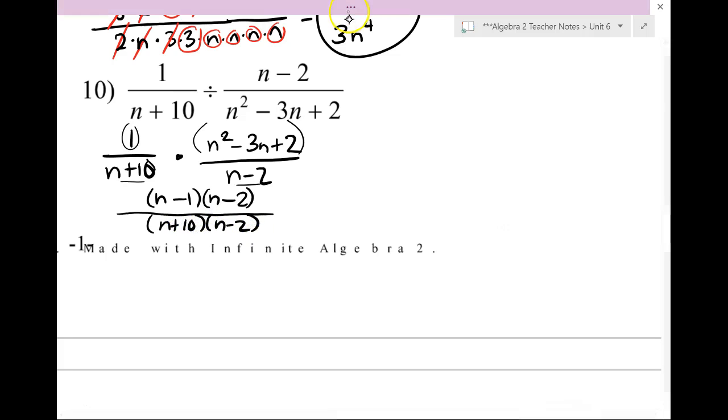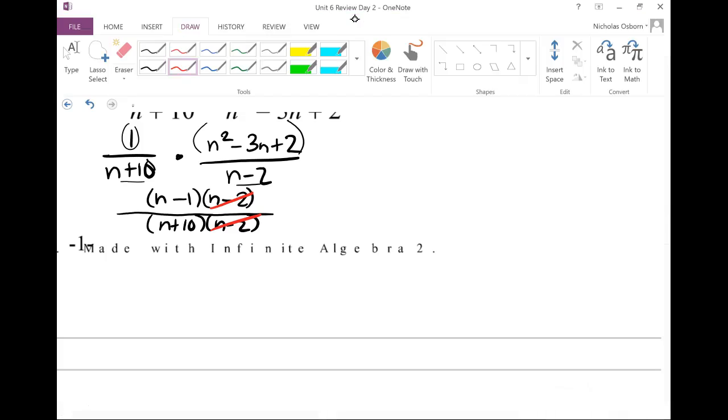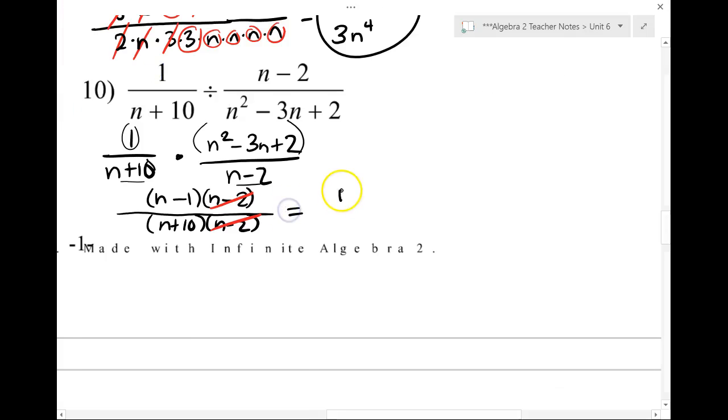And then, as you guys probably already guessed, now I can cancel out these factors, n minus 2 and n minus 2, and I'm just left with n minus 1 over n plus 10. And there we go. Okay, that's the end of page 1. I'm going to do another video on page 2.